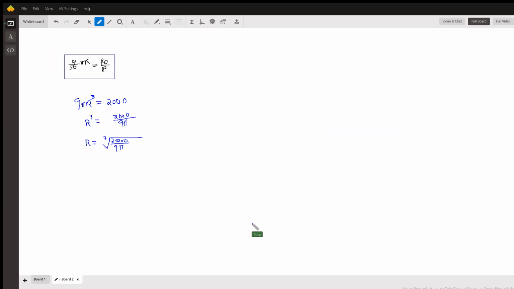We'll go to board 2 to take a look at that. If we cross multiply, we get 9 pi r cubed equals 2,000. R cubed equals 2,000 over 9 pi. So this is what we want the radius to be.